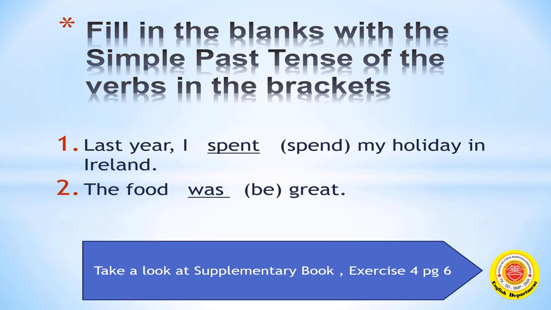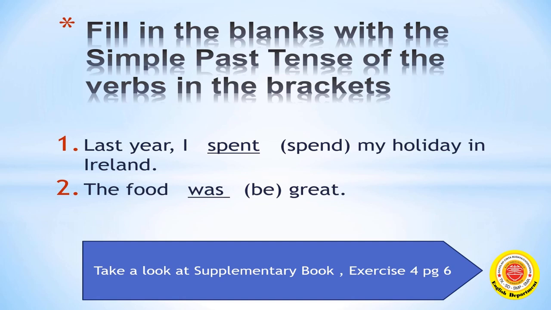Become spent. Number 2, the food blank be great. Nah, be di sini juga bentuk positifnya harus jadi verb 2. Maka jadinya was. Be itu hanya was, were, bentuk past tense-nya. Karena the food itu sama dengan it, berarti pakai was. Ya, it itu pakai was. Jadinya the food was great.